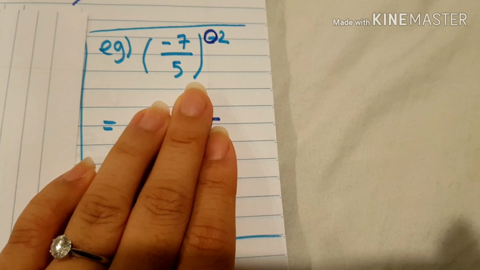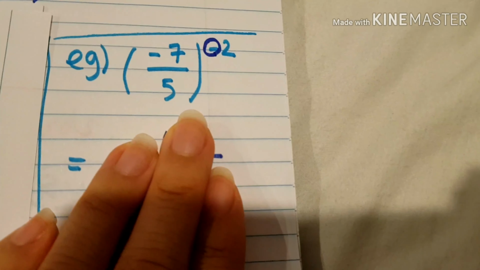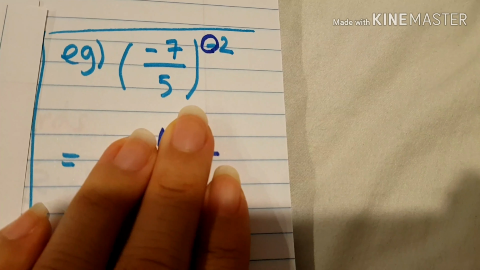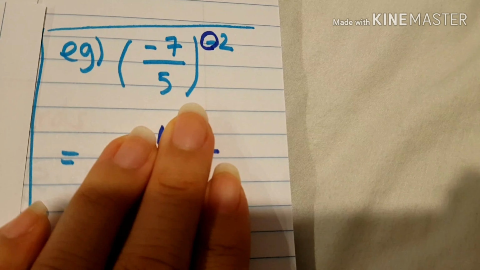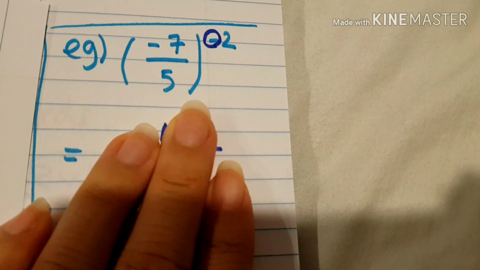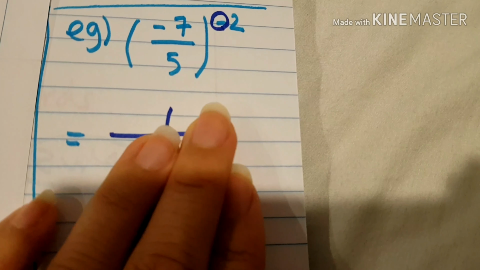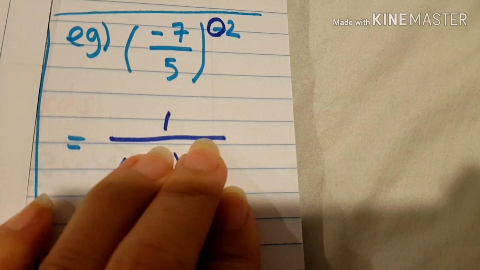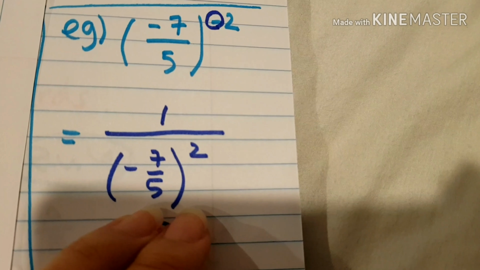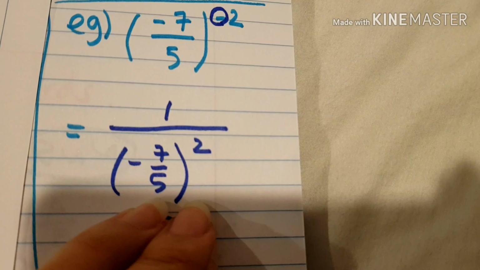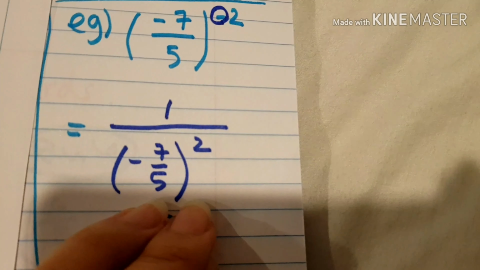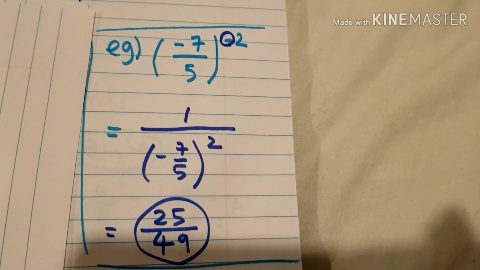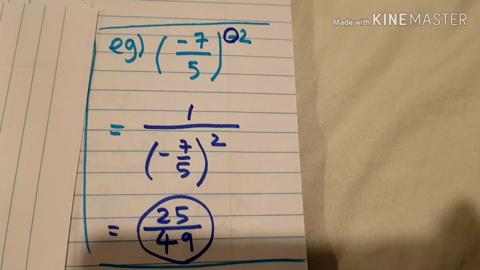Again, have a look at this question. It also has a negative power, negative 2. So what am I going to do? It's always 1 over, and ignore that negative sign and write the rest. So negative 7 over 5, to the power of 2, and I'm just going to put it in the calculator, simplify, and get the answer. Easy.